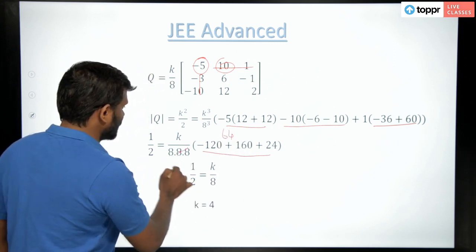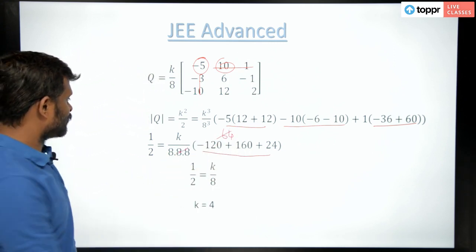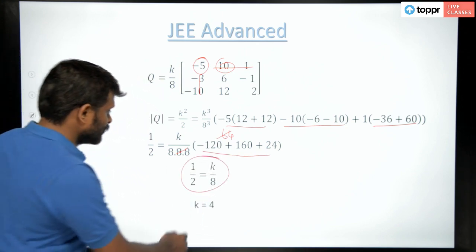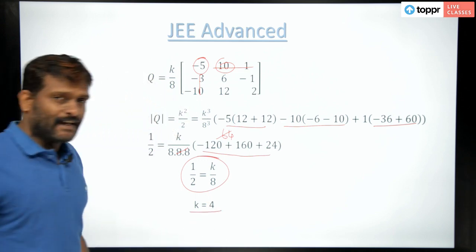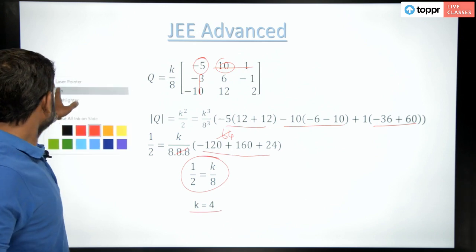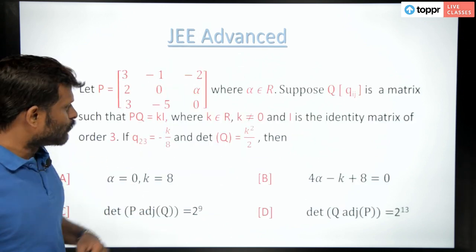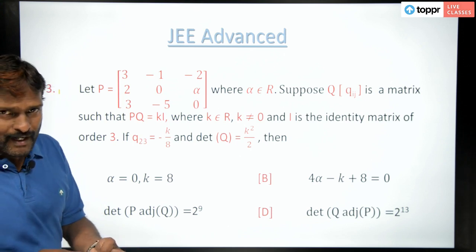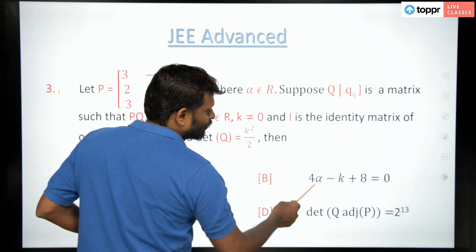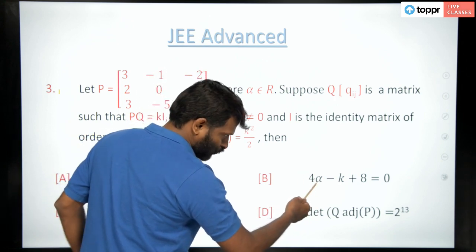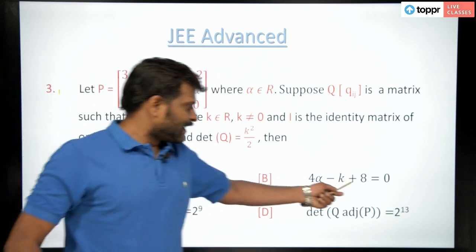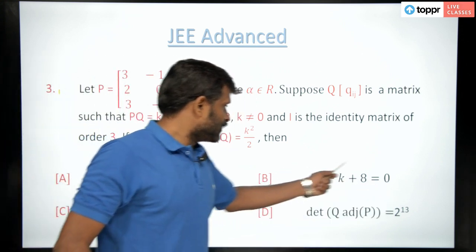So, here 8 times 8 and 64 can be cancelled. That is the reason you got 1 by 2 is equal to k by 8. So, you can simply say k is equal to 4. So, I got k is equal to 4 and alpha is equal to minus 1. If I go back here, what do we get? K is equal to 4 and alpha is equal to minus 1. So, this is 4 and this is minus 1. So, minus 1 means minus 4 and minus 4. Minus 4 minus 4 is minus 8. Minus 8 plus 8 is equal to 0. So, this is one of the correct answers.